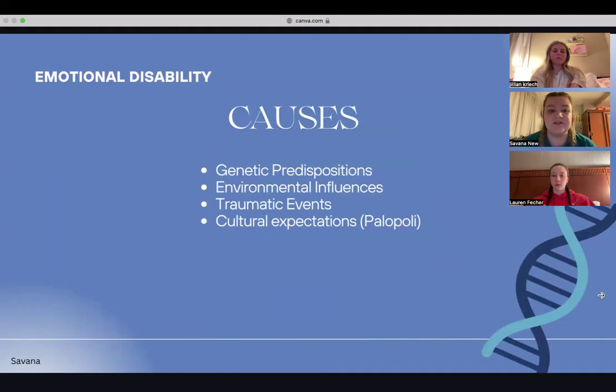Some causes of social anxiety disorder would be genetic predispositions, environmental influences, any traumatic events they may have experienced in their life, and cultural expectations.